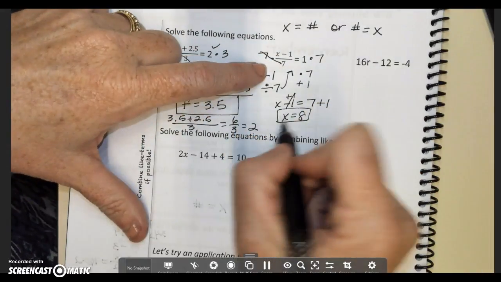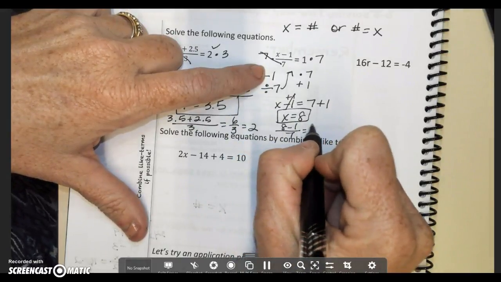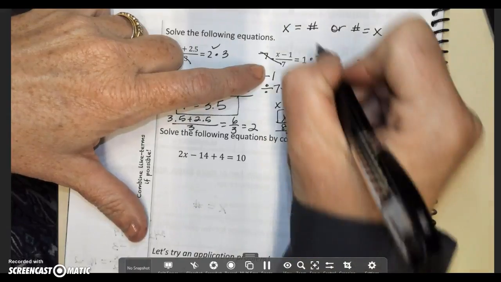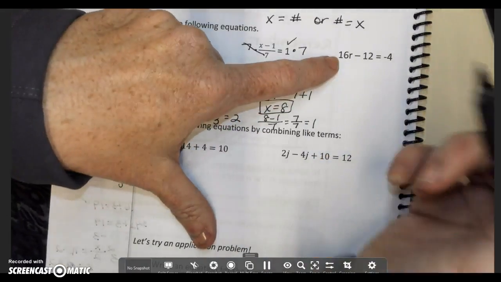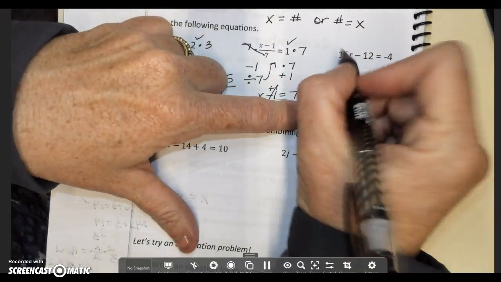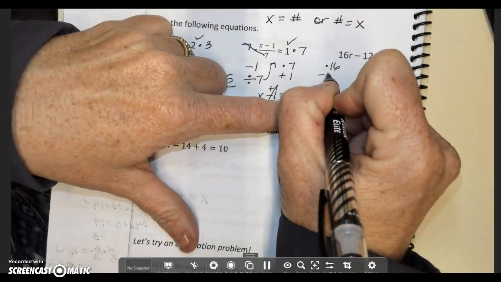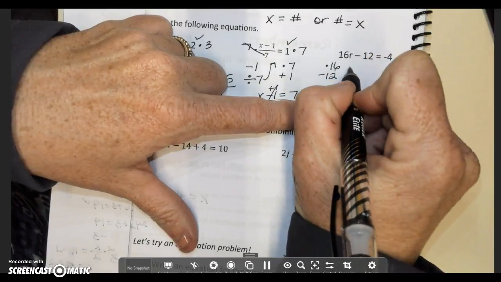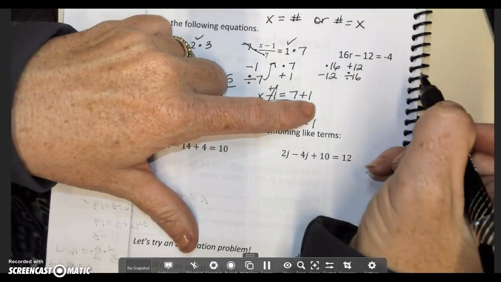I can go back and check this. 8 minus 1 divided by 7 is the same as 7 divided by 7, which equals 1, and that was my original answer. Here, first, r was being multiplied by 16, and then had 12 subtracted from it. I'm going to switch those around, add 12, and then divide by 16.